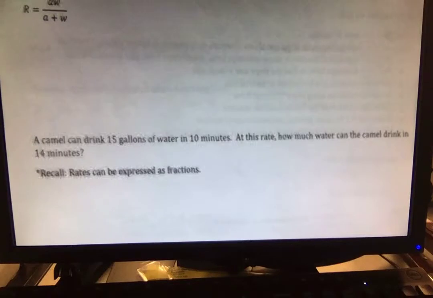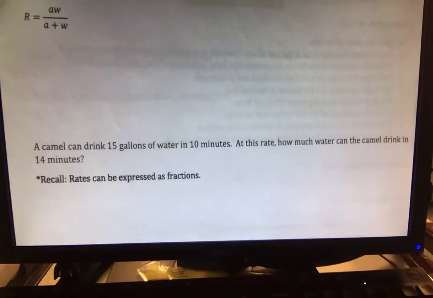Last one, solving for W. If we have R equals AW over A plus W, I'm trying to get W by itself. I see 2 separate W's. I can't combine them right now. I don't like fractions. Let's get rid of fractions. So how could I get rid of a fraction? Multiply everything by the LCD.